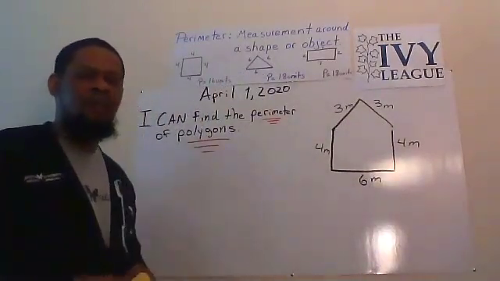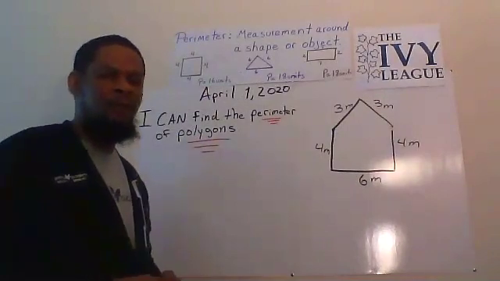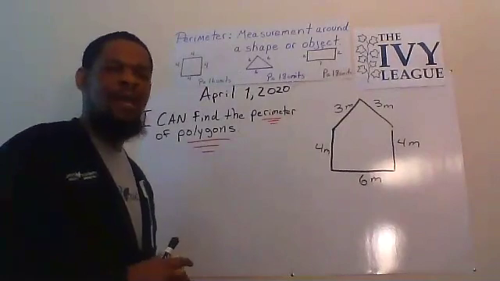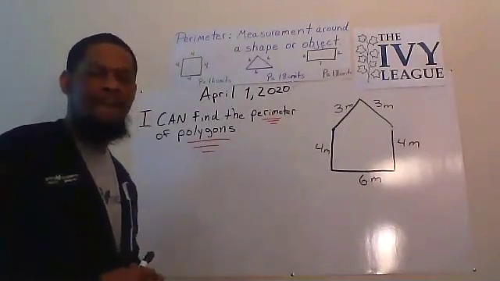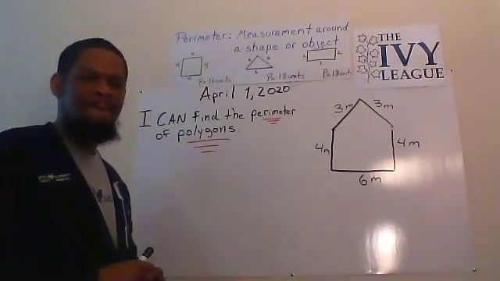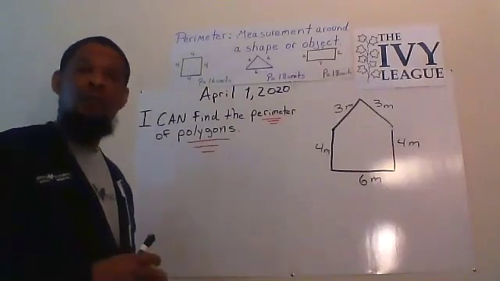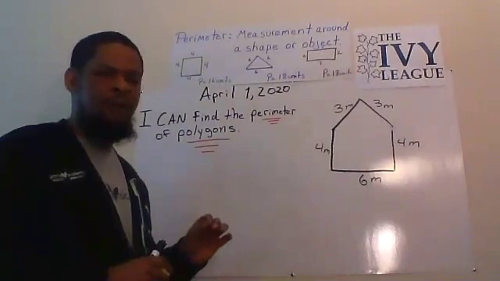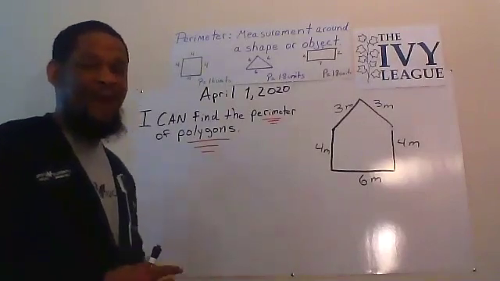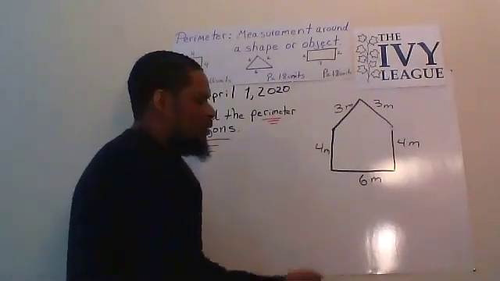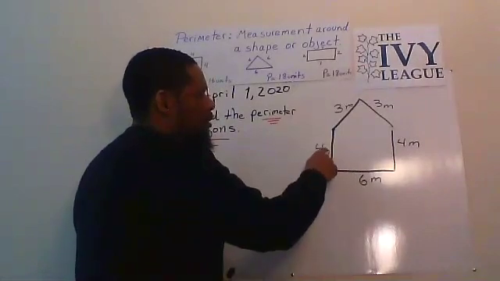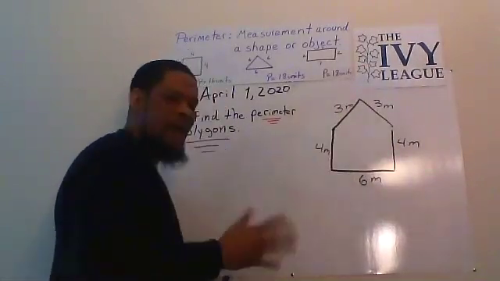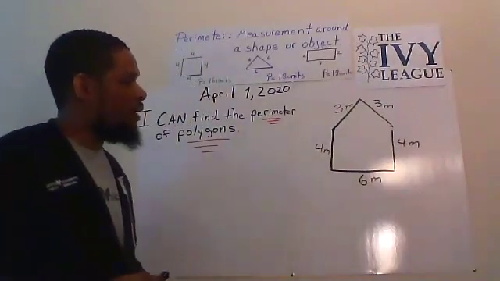I have a question. If we're finding a perimeter, which means we're adding the side lengths, how many side lengths should we add to this pentagon? Excellent. We should add 5 side lengths. Let's be for certain that this pentagon does have 5 side lengths. Count with me. 1, 2, 3, 4, 5. Excellent job. We're right on target.